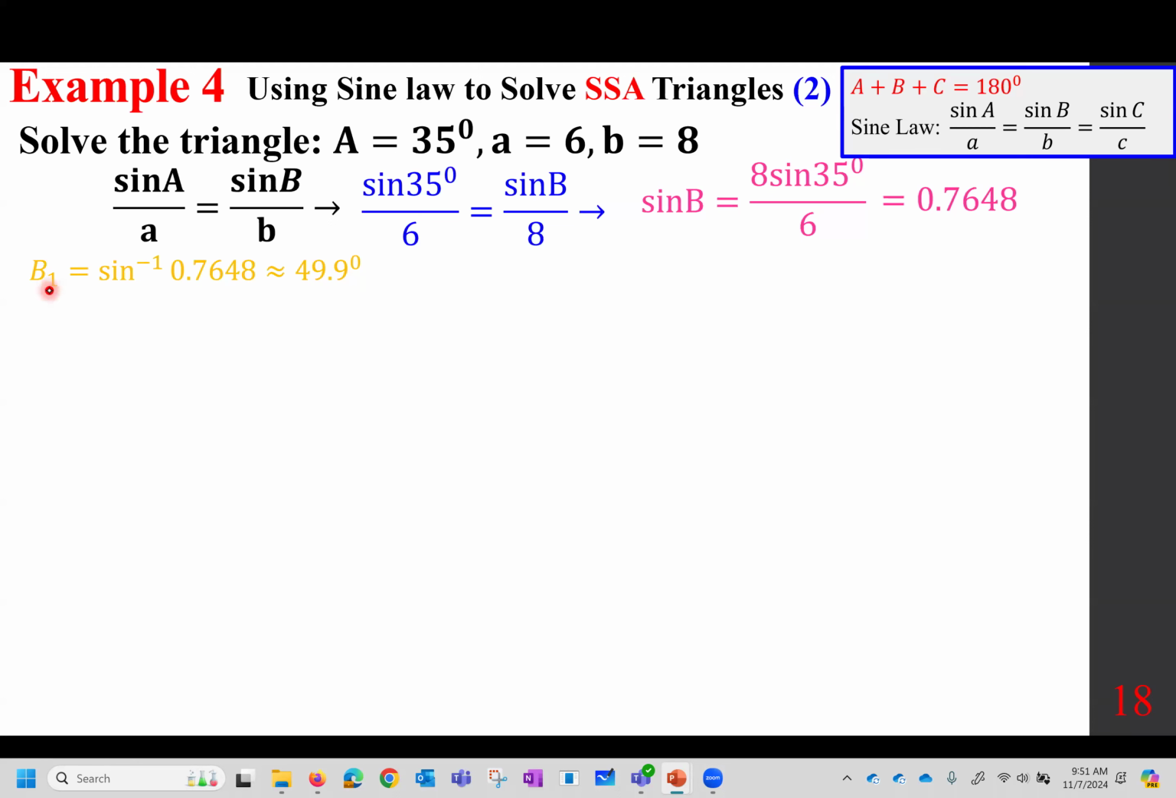Why do we call it B1? Because remember, sine is positive in the first and the second quadrant, and this acts as a reference arc. Subtracted from 180, it gives you the other angle. So one angle is 49.9 degrees, one is 130.1 degrees. Does this work? Look, if we add them up, we get 165.1. Is that less than 180? Yes, that gives you quite a different triangle. So this gives us two different triangles.